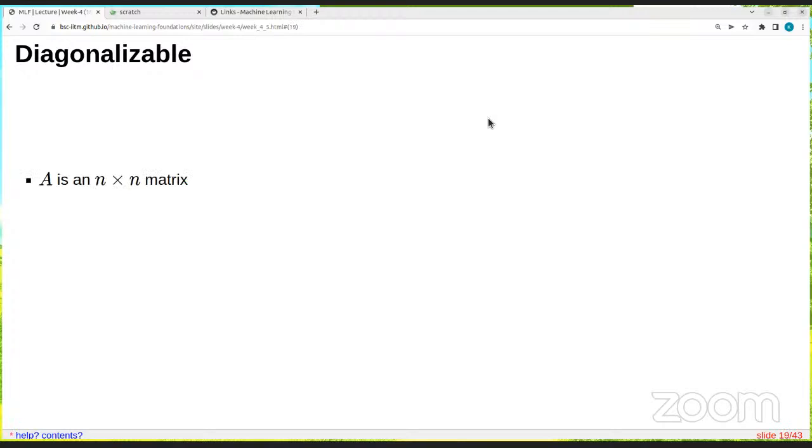Now let's think about any general n by n matrix. We are going to impose this condition that A has n linearly independent eigenvectors. In general, a matrix need not have n linearly independent eigenvectors at all. But we are going to assume that there is some matrix A for which this happy condition is satisfied.